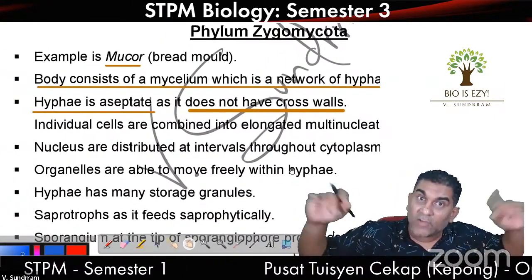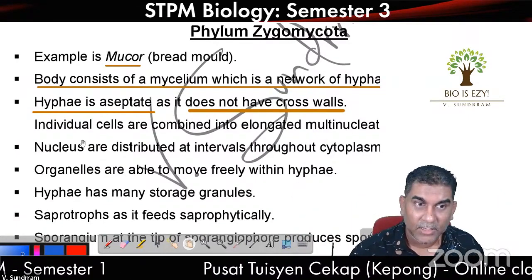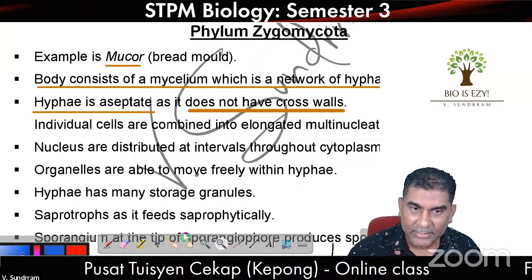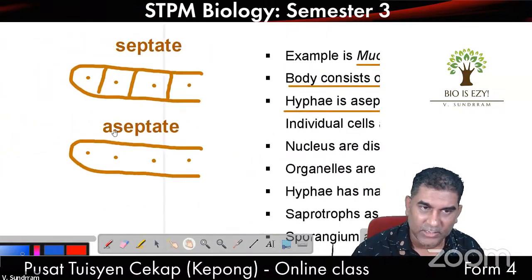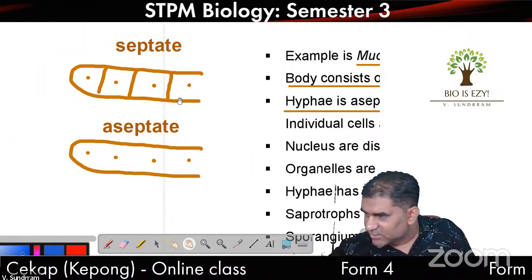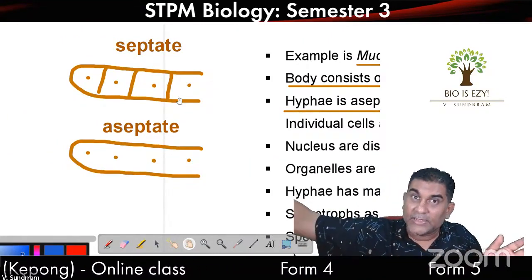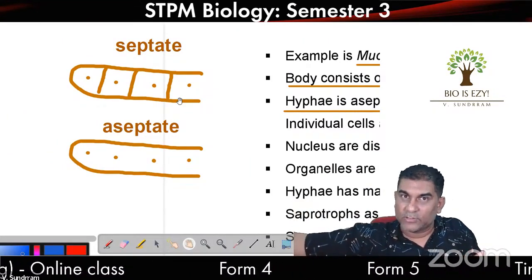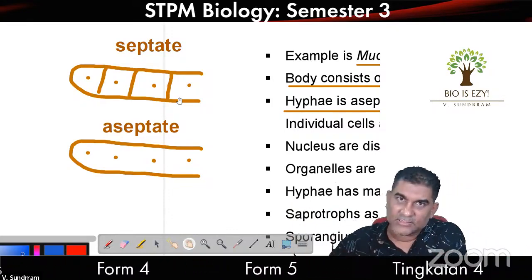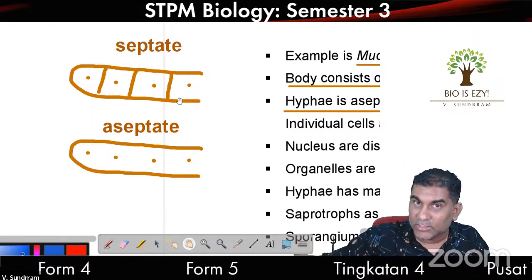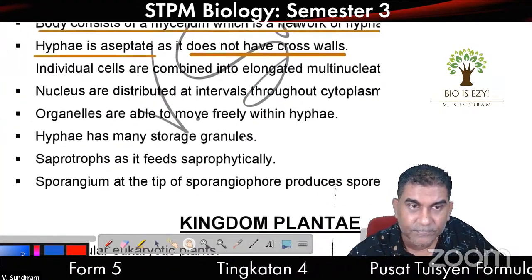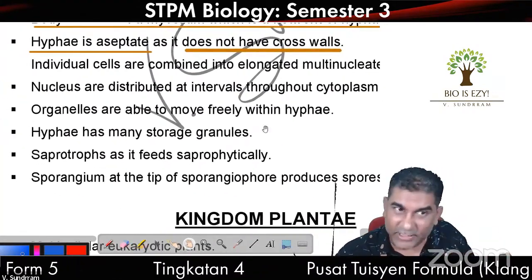A long cell, which is made of many cells already fused. Nuclei are distributed at intervals throughout the cytoplasm, as you can see here. There's one here, one here, one here. There's the interval. After a certain gap, there is a nucleus. After a certain gap, a nucleus. From the beginning until the ending. Gap, nucleus, gap, nucleus. There is a gap between the nuclei, as you can see in my picture. So this is the meaning of aseptate.